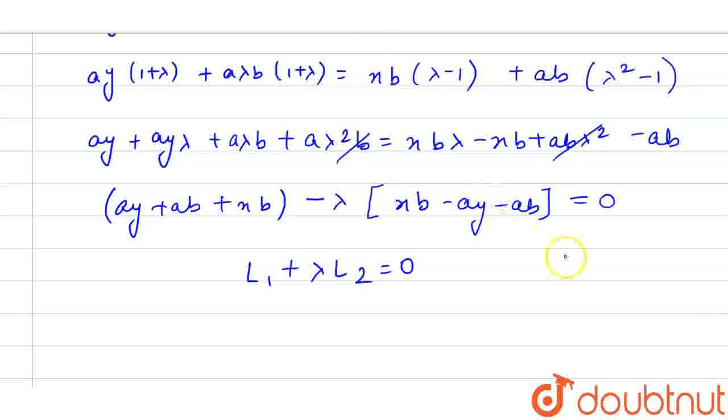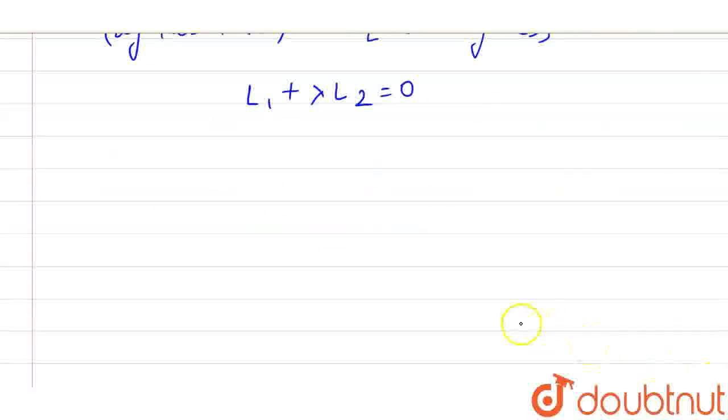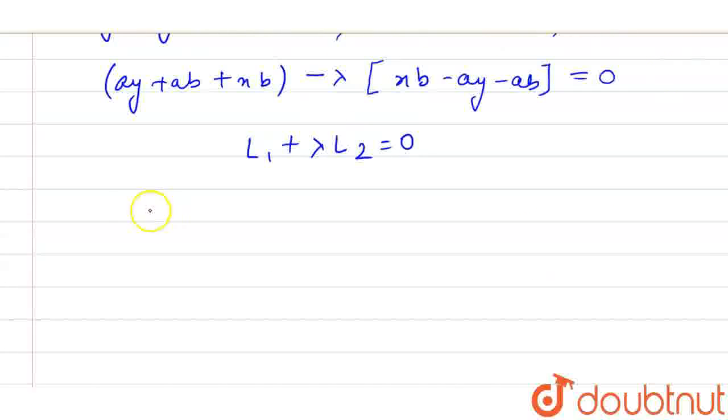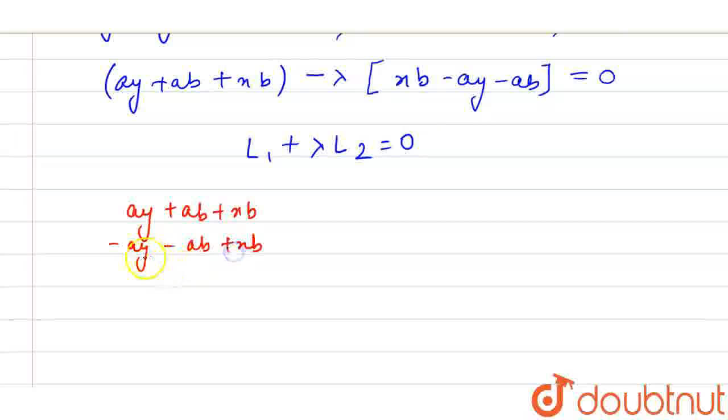So if we have to find the point of intersection, we can solve these two equations. Our first equation is ay plus ab plus xb, and the second we can write as minus ay minus ab plus xb. So if we add these two equations, these terms cancel out, and this will be equal to 2xb, and that is all equal to 0. So from here we get that the value of x is equal to 0.